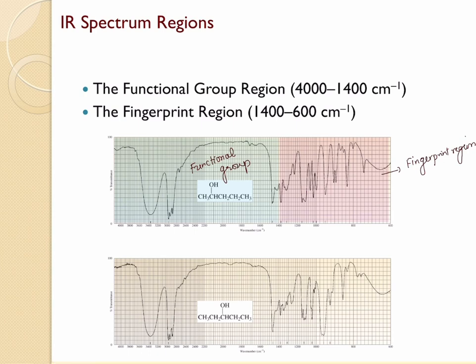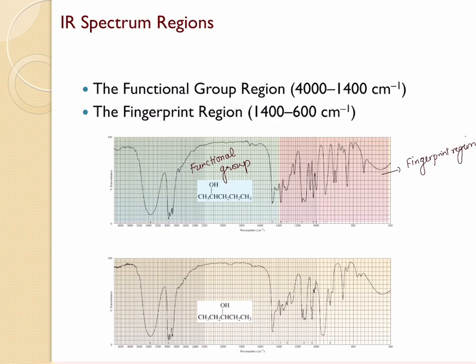Also, it is important to remember that most of the stretching vibrations occur in the functional group region because it takes more energy to stretch a bond than to bend a bond. While the stretching vibrations occur between 4000 to 1400 centimeter inverse, the bending vibrations occur between 1400 to 600 centimeter inverse. So here we will see the bending vibrations and here we will see the stretching vibrations. It's always going to take more energy to stretch a bond than to bend a bond. So we normally focus more on the stretching vibrations than the bending vibrations for identifying the molecule.